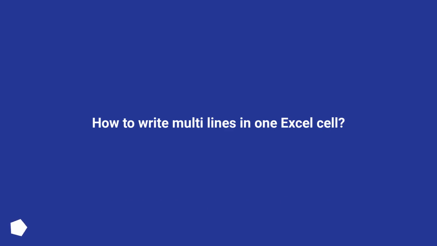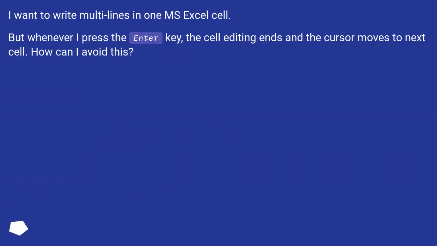How to write multi-lines in one Excel cell. I want to write multi-lines in one MS Excel cell. But whenever I press the Enter key, the cell editing ends and the cursor moves to next cell. How can I avoid this?